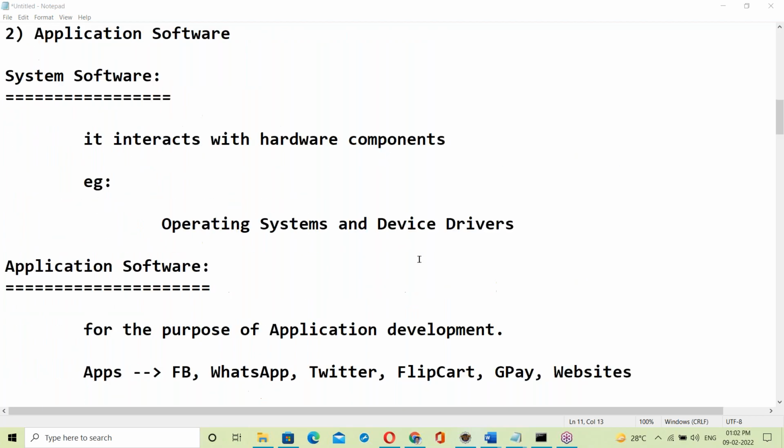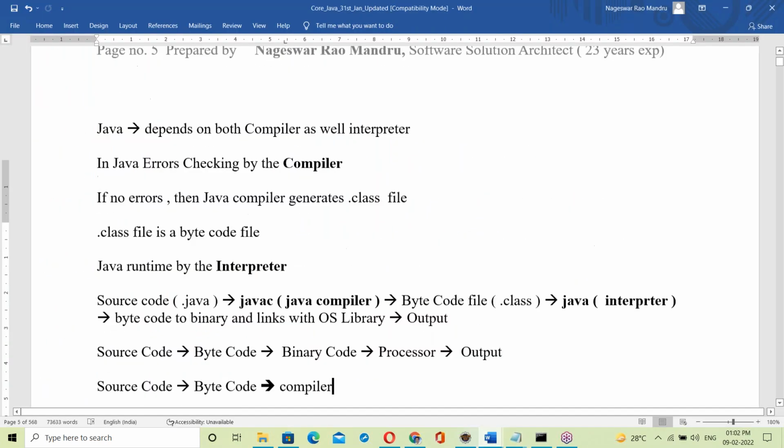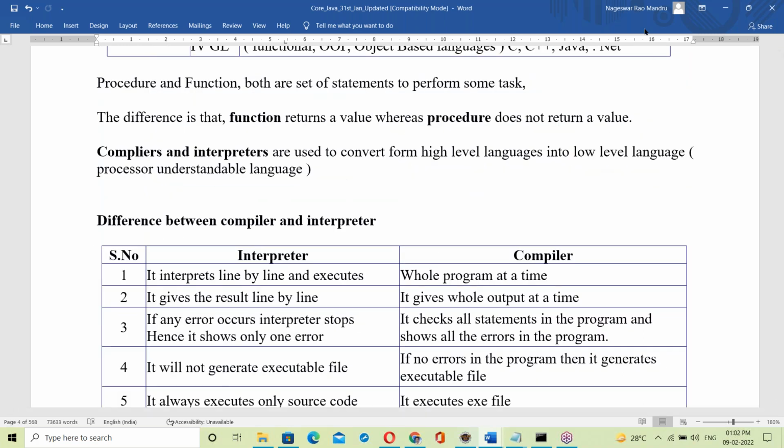So this is about the interpreter and compiler topic. Tomorrow we'll continue with interpreter and compiler. Any doubts, guys?